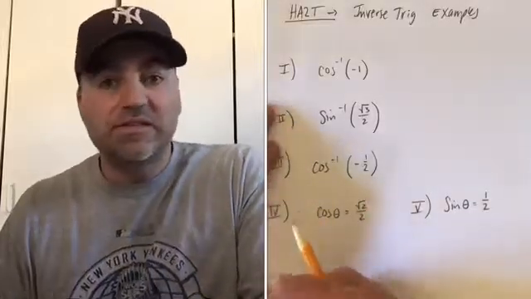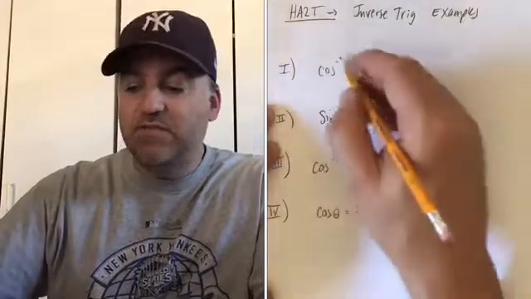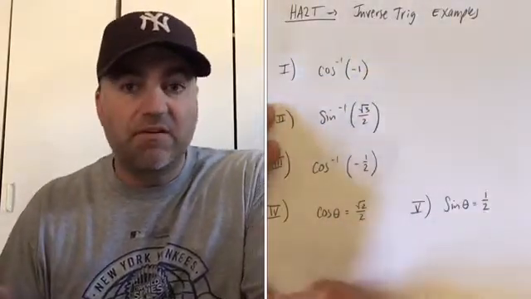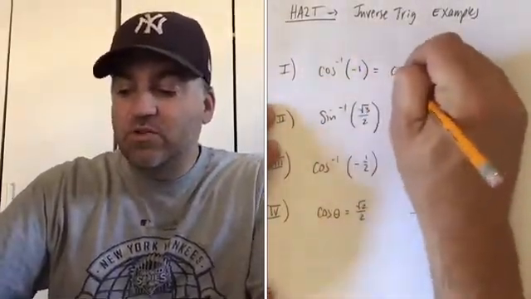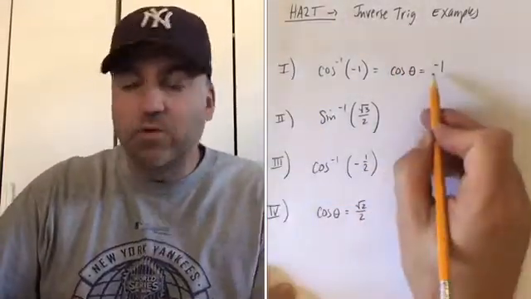But you know what? This is just something you have to know. You're going to see this inverse trig here, and you're going to have to figure it out. So this is equal to cosine of some theta equals -1. When does that equal -1?